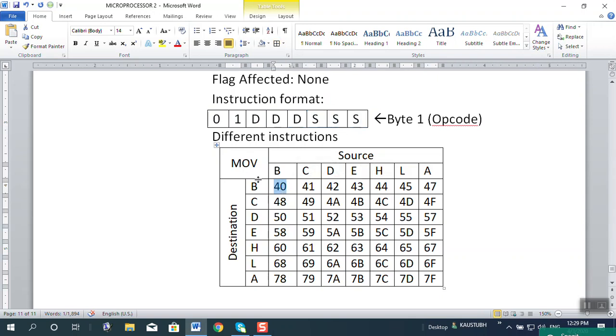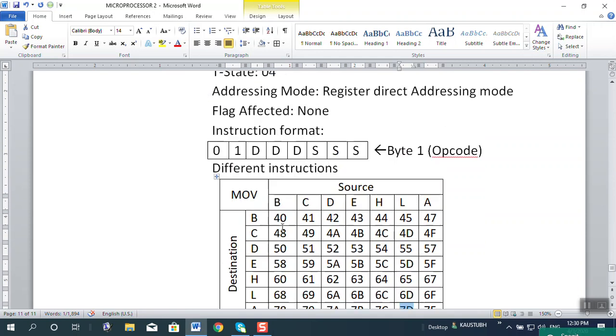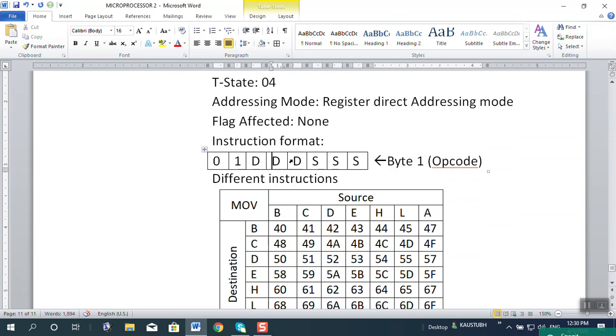Similarly, MOV B, C. That means from C to B I will copy. The content of register C will be copied to register B. So B means 000, C means 001. So it will be 41. And so forth. For example, MOV A, L. That means the content of register L will be copied to register A. So A means here 111, so it is 01 111 111.